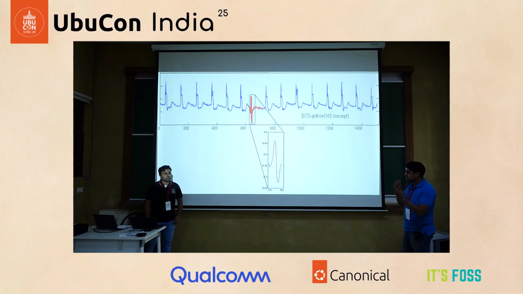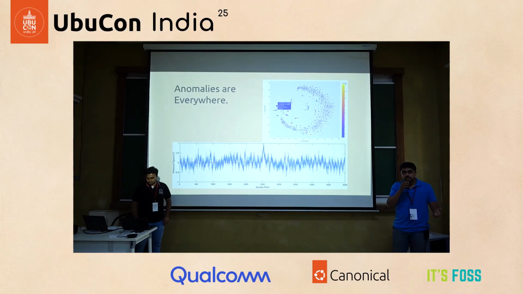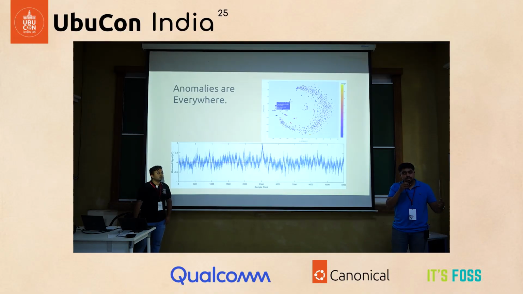Okay, next one. Anomalies are everywhere. You could find them in your large data sets, in your LLMs, wherever it may be. It is finding the anomalies at the beginning, at your edge case, where it is probably the most efficient.